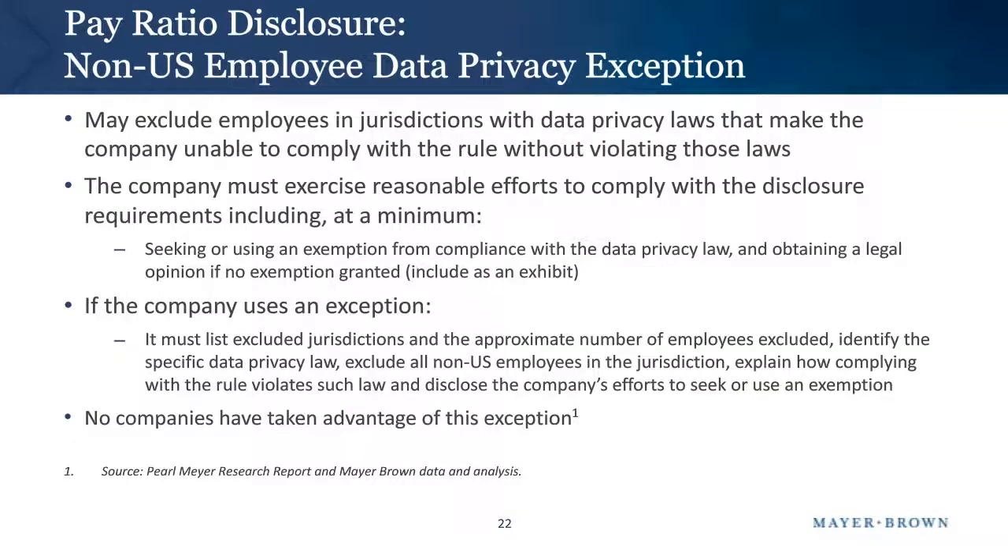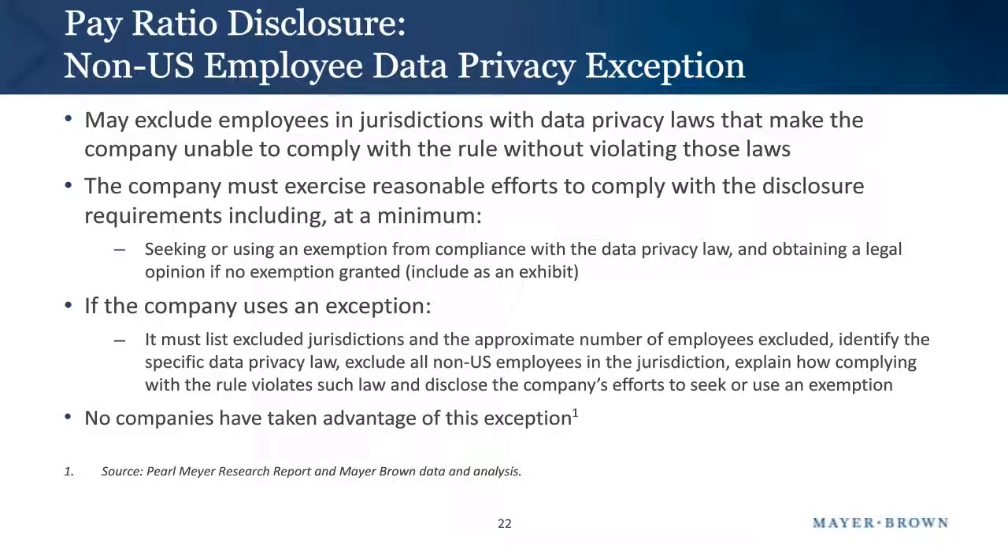As I mentioned a moment ago, there are two ways that companies can exclude non-U.S. employees from their employee population that they use to identify the median employee. The first is the data privacy exception. If non-U.S. employees live in a jurisdiction where data privacy laws would prevent the company from complying with the pay ratio disclosure, the company can exclude those employees.